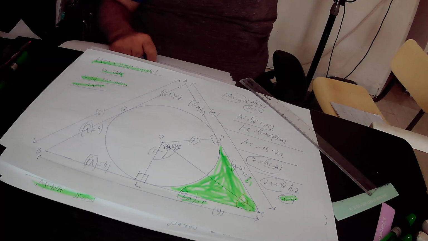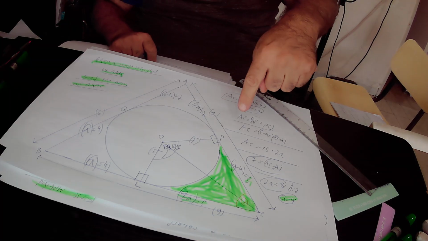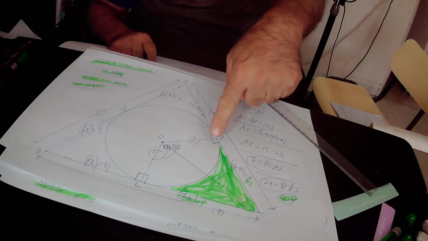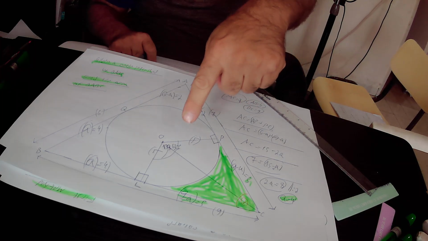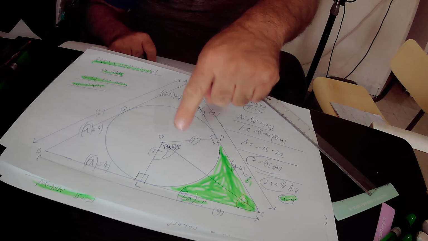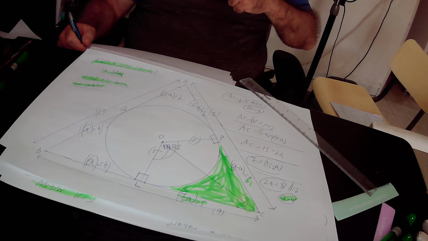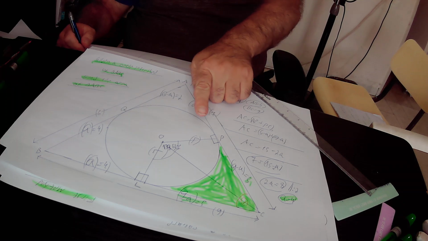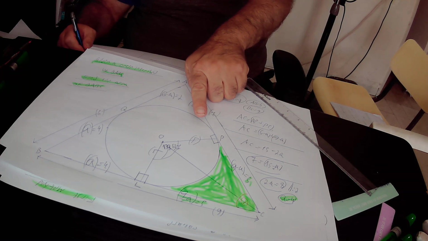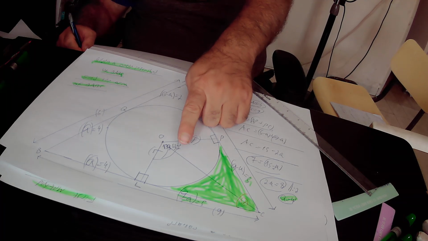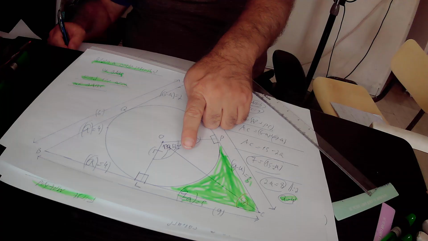Very simple. So the quadrilateral POLC equals the area of this right triangle POL plus the area of this right triangle OLC. So write it down. Quadrilateral POLC equals the area of this right triangle POL plus the area of this right triangle OLC.